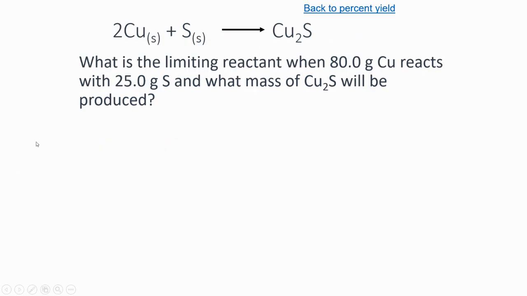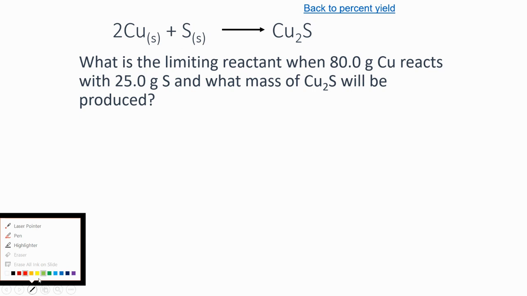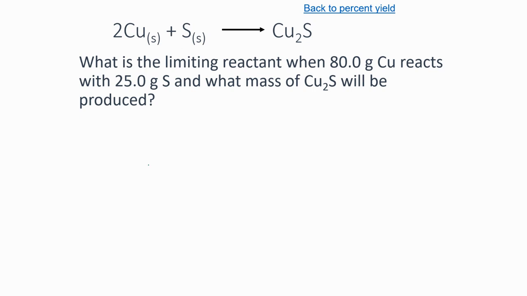So this one says, what is the limiting reactant when 80 grams of copper reacts with 25 grams of sulfur, and what mass of copper 1 sulfide would be produced? So just like we've done with all of our other stoichiometry problems, we want to pick out our givens and goals. So in this case, I have 2 givens. I have the 80 grams of copper, and I have the 25 grams of sulfur. My goal this time is to figure out the mass of the copper 1 sulfide. Remember, when it's talking about mass, it really wants grams.